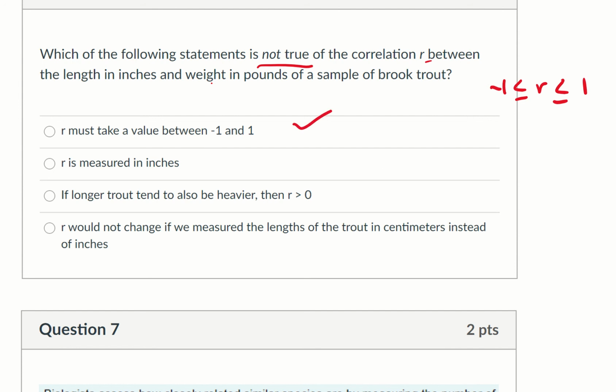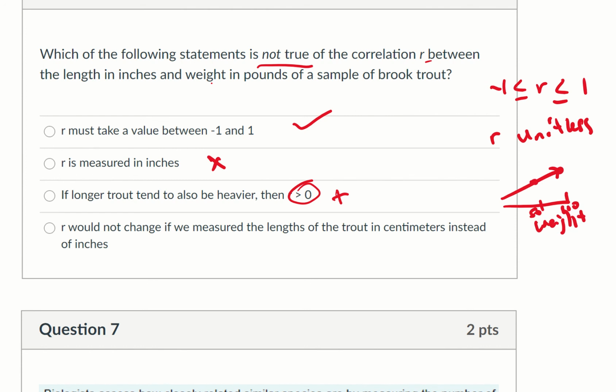R is measured in inches. Actually, R is unitless. So that's not true. So that may be the answer, but let's check out the other ones. If longer trout tend to also be heavier, then R is greater than 0. So if R is positive, remember that indicates a positive relationship like this, which means as the weight increases, so let's say from 50 to 100, then in this case, the length increases, right? So they're saying that the length would increase. So yeah, there's a relationship between those two.